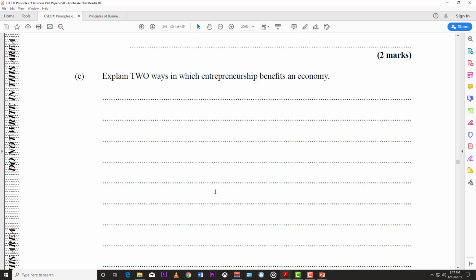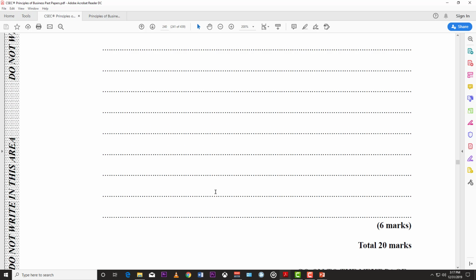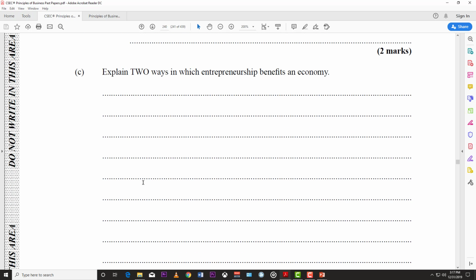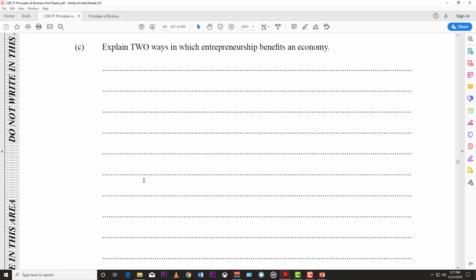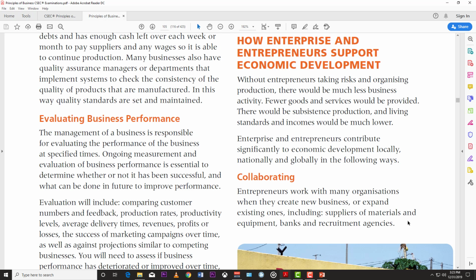Alright, C. Last big one there for that section, 20 marks, 6 marks. Explain two ways in which entrepreneurship benefits an economy. And this one is relatively easy. And so, of course, you are going to choose ones that you can explain, because there are many different ways the entrepreneurs help the economy. So you have to choose one that you can explain. For example, there's a few here.